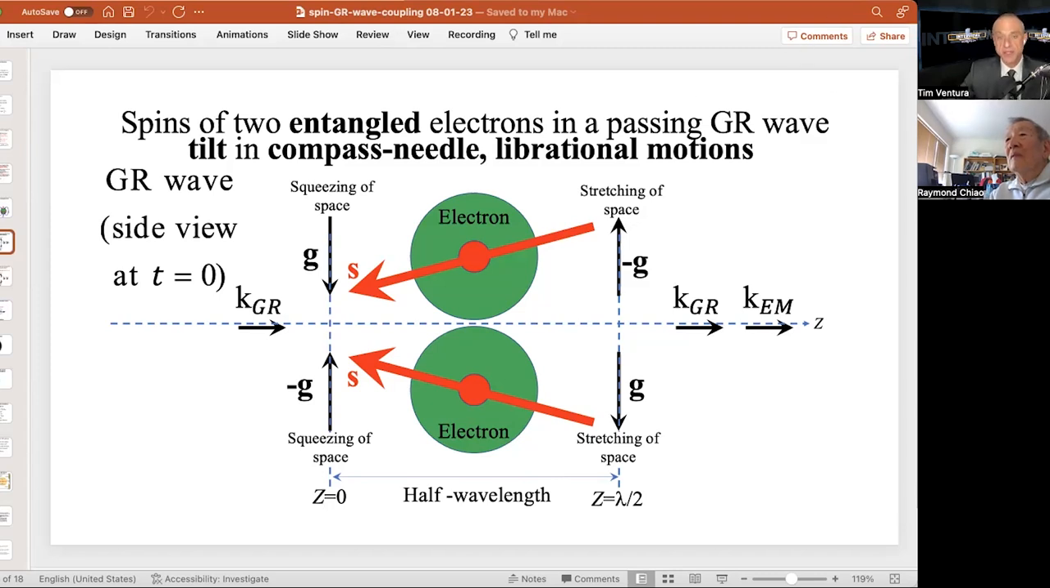So the secret to this is something that's called spin-orbit coupling, if I understand correctly. And so the way that I have that written down is the spins of two entangled electrons in a passing gravitational wave tilt towards each other, which can be measured. This change in spins leads to a resonance that can be measured to extract a communication signal. So you have the electron spins and they change, it leads to a resonant value that can be measured. Is that kind of where we're at?